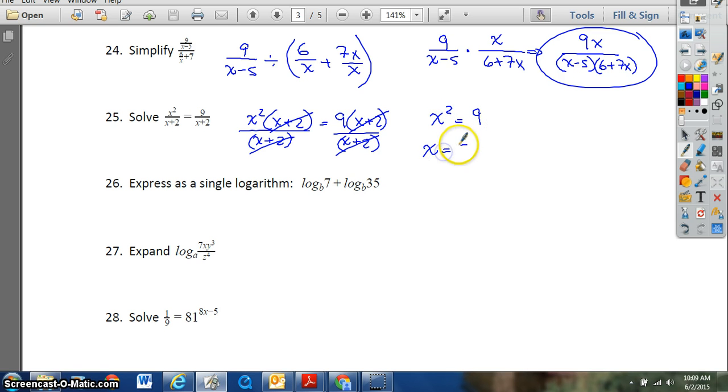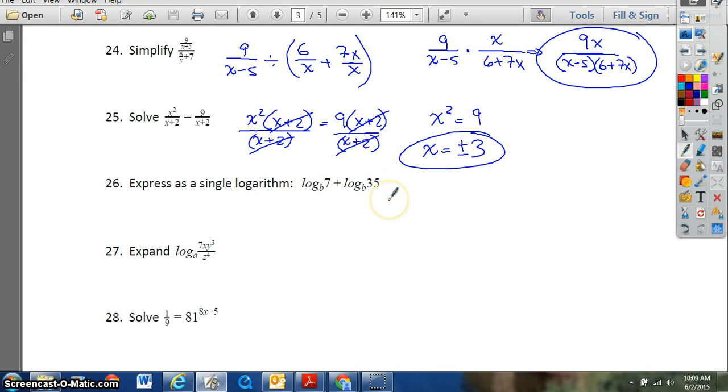So x equals positive and negative 3. Now you do want to check your answer here, because you do have a negative and you do have x in the denominator. It doesn't look like you'll ever get 0 on the bottom, so this is good. You cannot divide by 0.